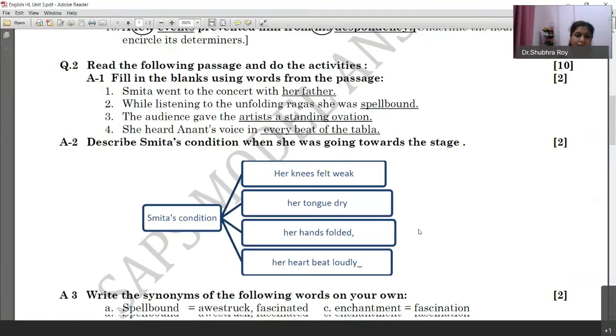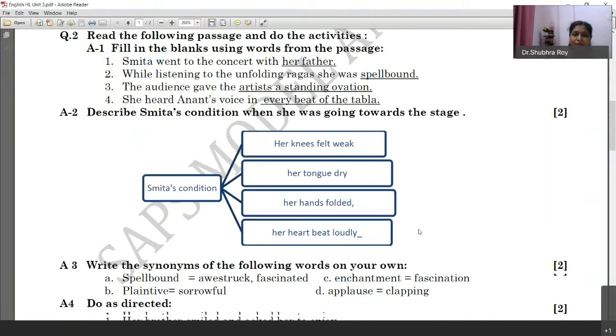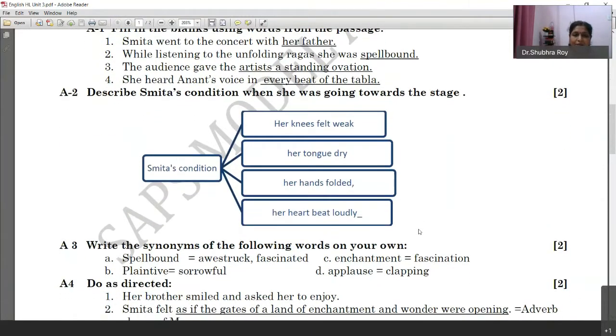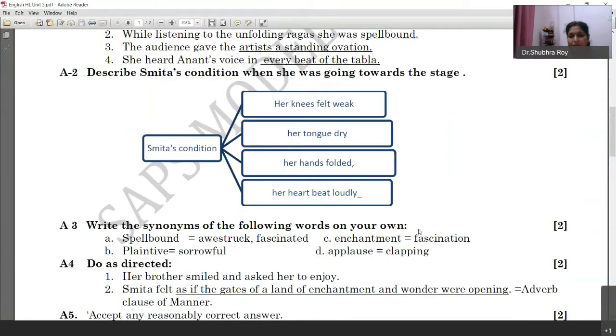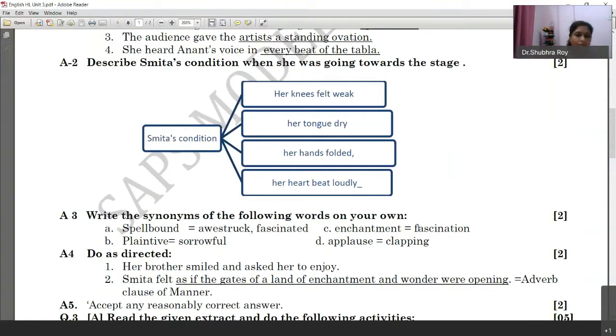Okay. So activity 3 now, write the synonyms of the following words from the passage, obviously. Spellbound is awestruck or fascinated. Any one of the 2 answers would be right. And the second one, plaintive, is sorrowful; enchantment is fascination; and applause is clapping. Okay. So these are the answers.